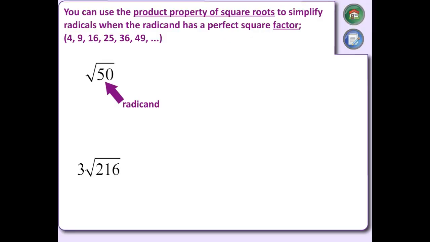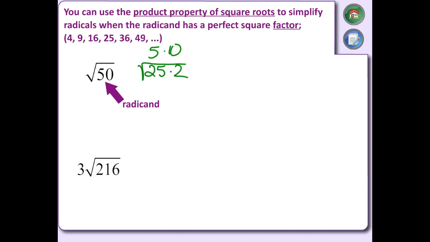Since that's the case, we've got to be able to use the product property of square roots to simplify radicals when the radicand has a perfect square factor. So let's look at the square root of 50. It's not a perfect square, so I need to come up with 2 factors of 50, but one of those factors has to be a perfect square. Some of you are going to say right away 5 times 10. Well, there's a problem with that because neither one of those numbers is a perfect square, so it doesn't help me. I need to say the square root of 25 times 2.